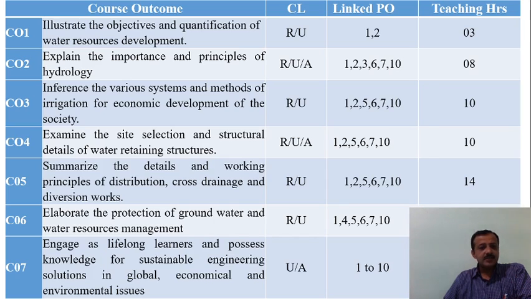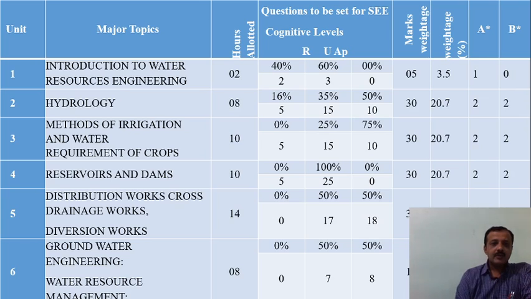Fourth, examine the site selection and structural details of water retaining structures. Fifth, summarize the details and working principles of distribution, cross drainage and diversion works. Sixth, elaborate the protection of groundwater and water resource management. And the seventh outcome is to engage as lifelong learners and possess knowledge for sustainable engineering solutions in global, economic and environmental issues. Now the entire course has been divided into 6 units.